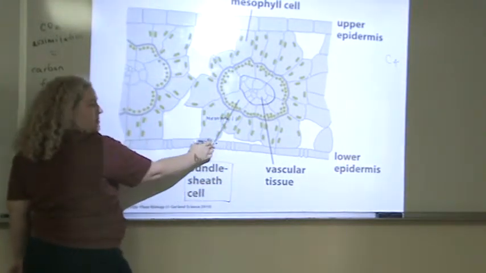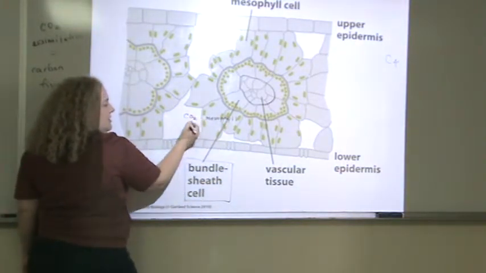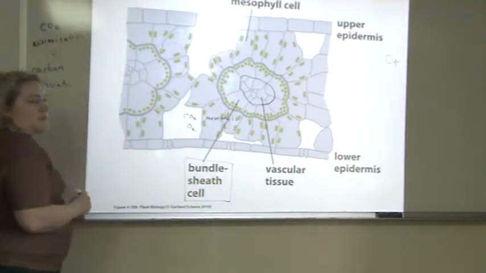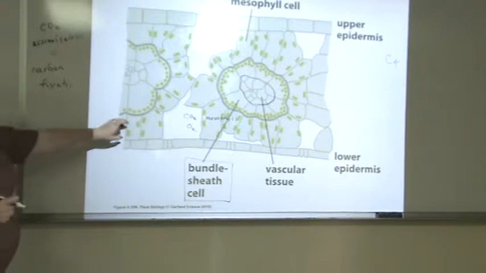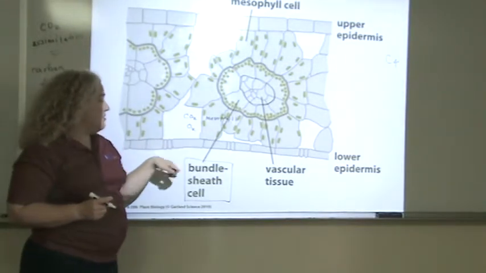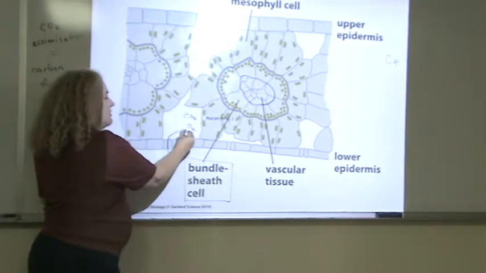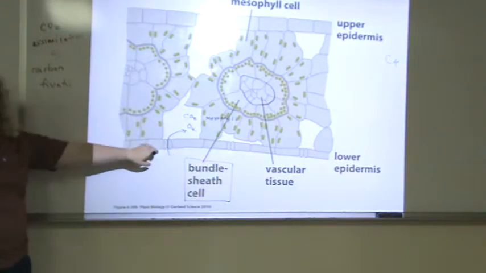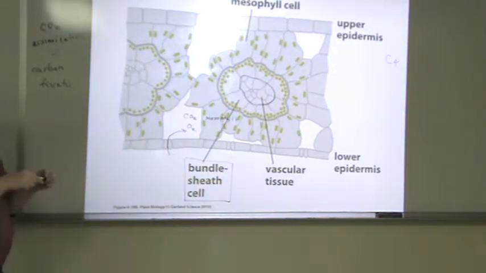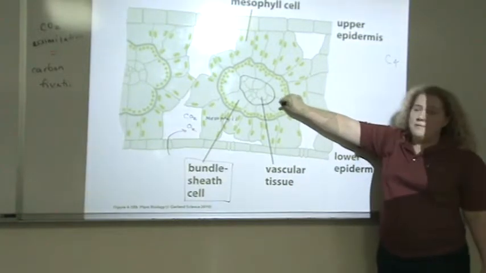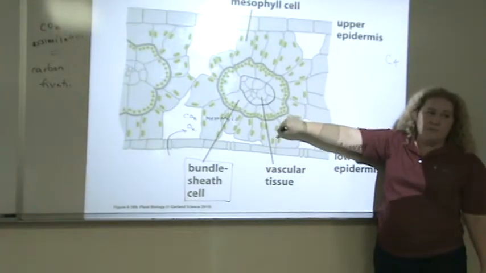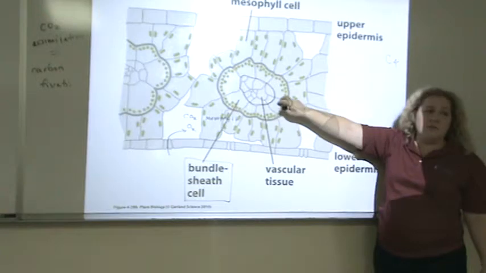So here are the regular leaf mesophyll outside the bundle sheath. And they are next to CO2 and they are next to oxygen. Where the air is, CO2 and oxygen are in those air spaces because they came in through the stomates, which in this picture are closed. The bundle sheath cells are farther from the CO2 and farther from the oxygen.